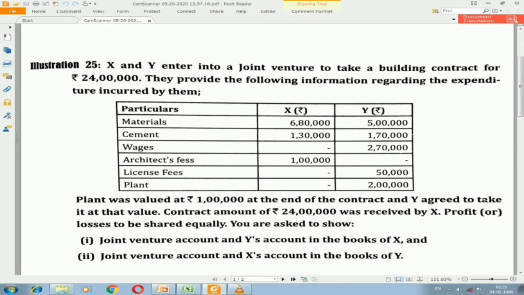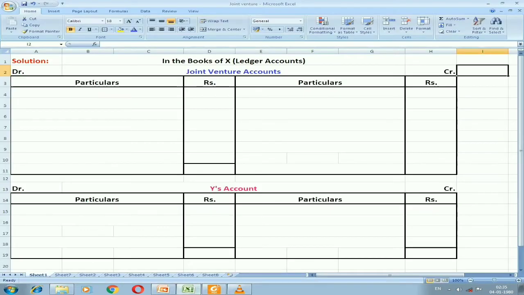In this illustration you can see that in the books of X we are supposed to prepare the joint venture account as well as the other co-venture's account. And also, in the books of Y we are supposed to prepare the joint venture account as well as the other co-venture's account. Let us start the solution so that you will understand clearly. First is the joint venture account and Y's account in the books of X. Remember, it should be in the books of X. The same format we are going to use; we are not going to change anything. Only in the books of X we are going to record the joint venture account as well as Y's account.